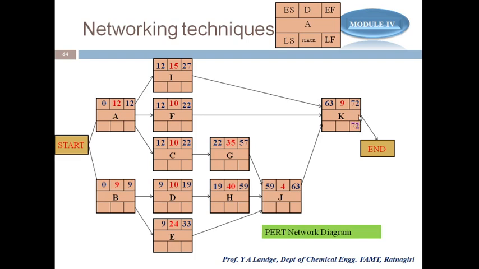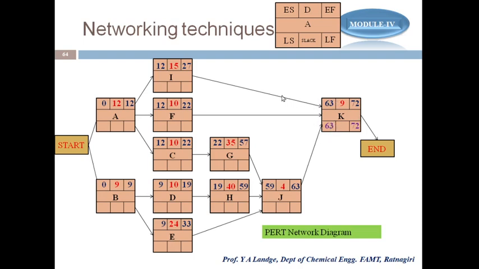So the latest finish is 72. Now, what is the latest start? As per the calculation, the latest start is the LF value minus D. It means LF minus D will give the LS. So 72 minus 9 gives you 63. So I'm writing this as 63.